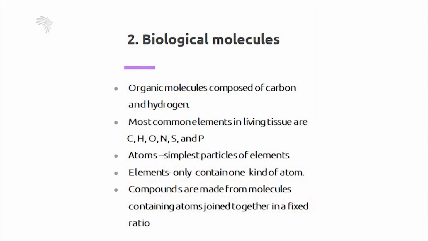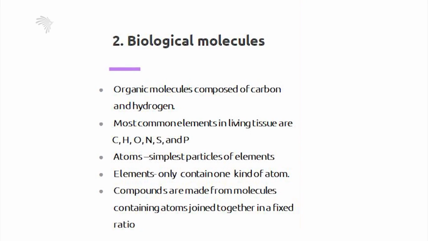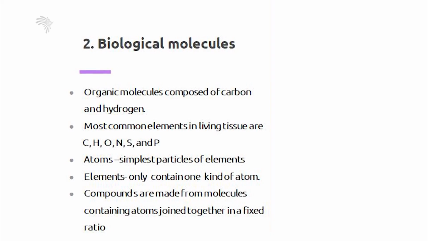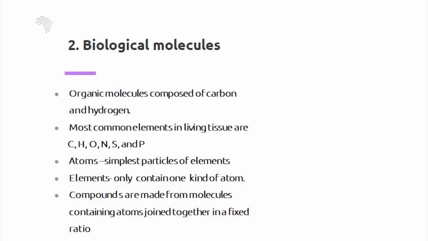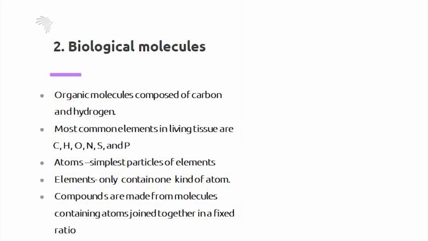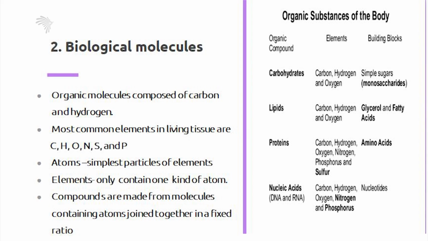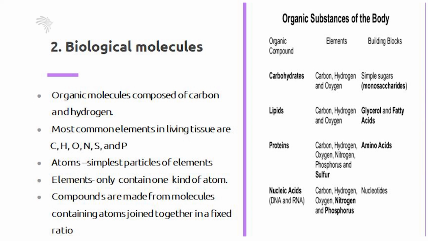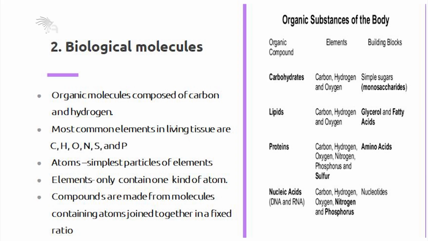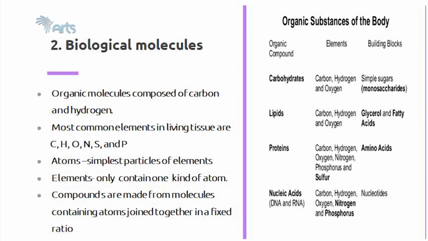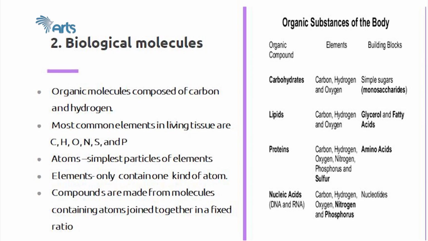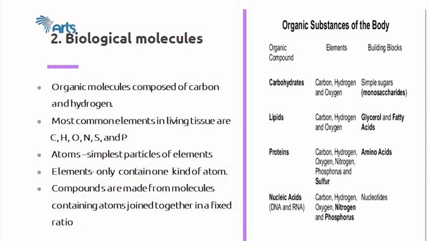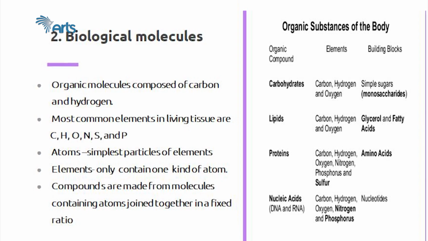And now we go to the second session, that is the biological molecules. Biological molecules are very important, as plants, animals and microbes are composed of them. These biological molecules are categorized as organic molecules and inorganic molecules. Before we look separately at these, let's say a few things: organic molecules always contain carbon and hydrogen. The most common elements in living tissue are hydrogen, oxygen, nitrogen, and phosphorus. Atoms, elements and compounds are the components of biological molecules.